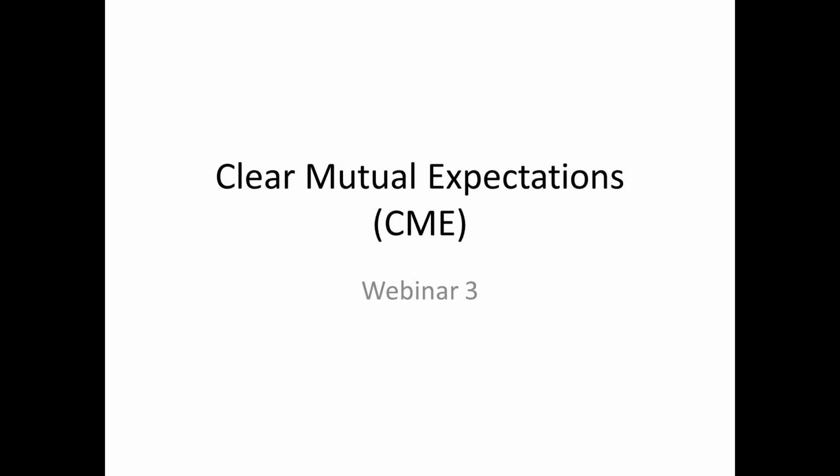What I'm going to do is talk a little bit about what clear mutual expectations is or isn't. Then go into a little bit of the theory of Safewards that lies behind this intervention. Then we'll discuss what it could or could not be, and finally we'll end up looking at some of the examples which have been posted online.